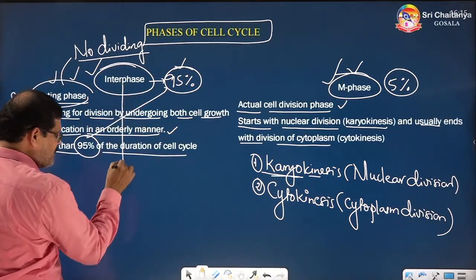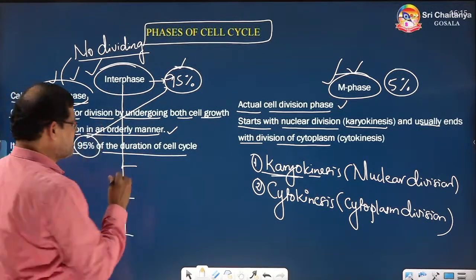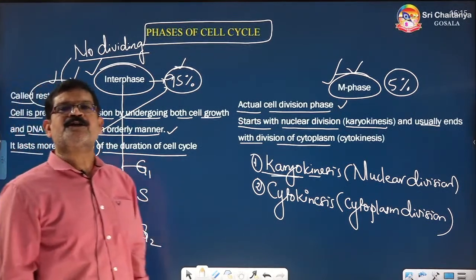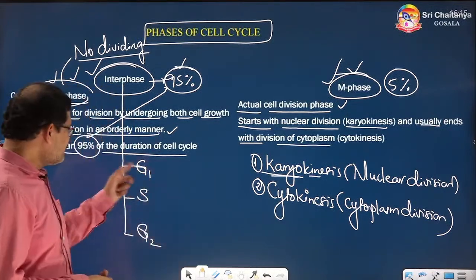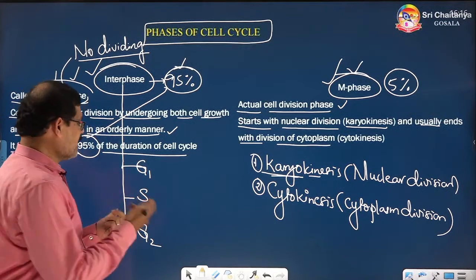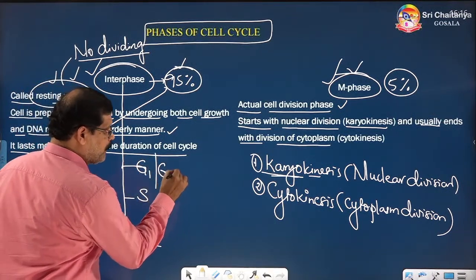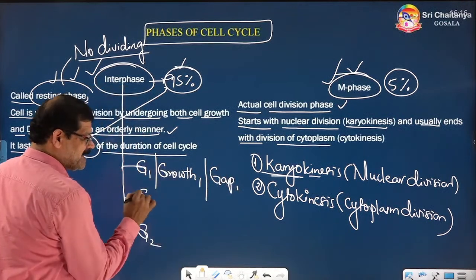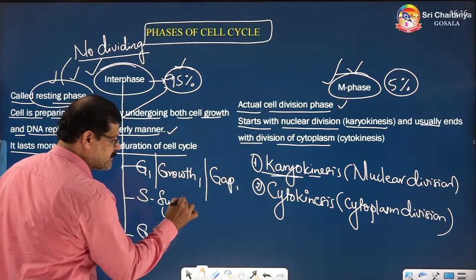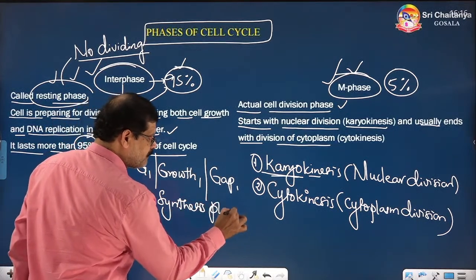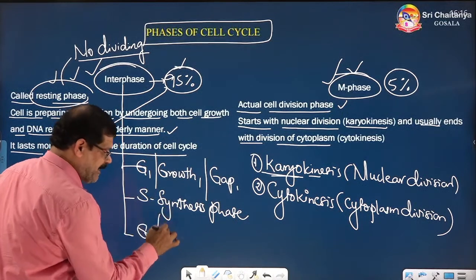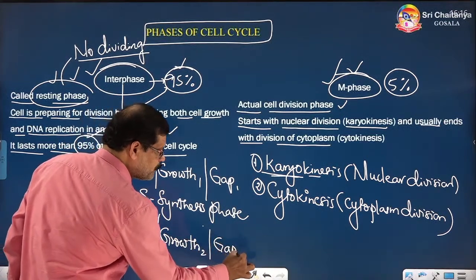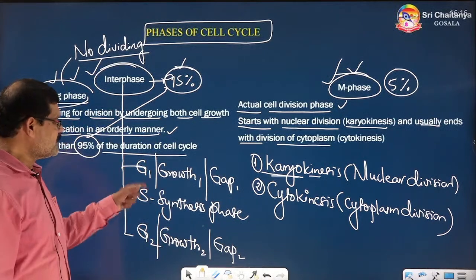The interphase is mainly divided into 3 important phases called G1, S and G2 phase. What is this G1 phase? After this, S phase. After this, G2 phase. G1 is called the growth 1 or gap 1 phase. S stands for synthesis phase. And G2, now you can guess, is the growth 2 phase, or it can be called gap 2 phase. These are the 3 stages which are present.